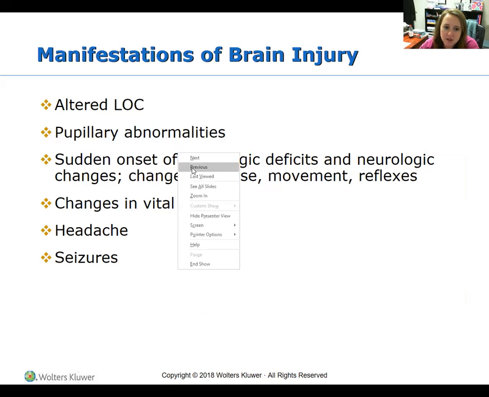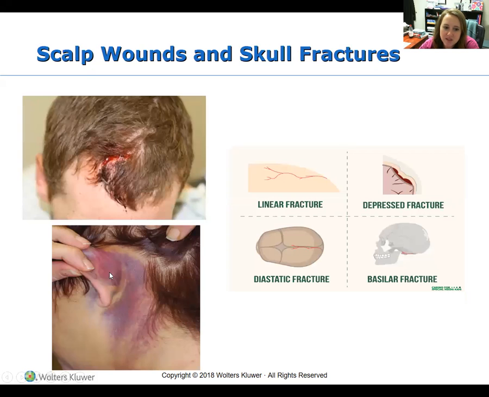So this is called a Battle sign. You'll see that bruising or ecchymosis around the mastoid. Depending on where the fracture is, you may also see drainage of cerebrospinal fluid from the ears or the nose, which is not good.